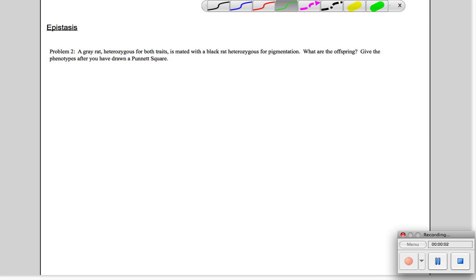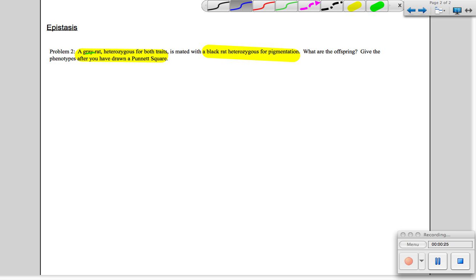All right, let's consider sample problem 2 for epistasis. First thing we do when we get a problem is go ahead and identify the important information. In this problem, I have a gray rat who's heterozygous for both traits. That would be being gray and pigmentation. And a black rat who's heterozygous for pigmentation.